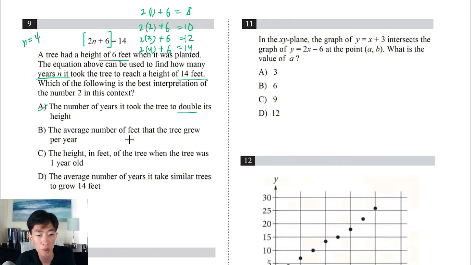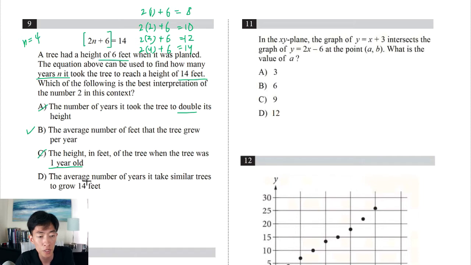B, the average number of feet that the tree grew per year. So that does make sense because notice that our numbers increased by 2: 8, 10, 12, 14. So B seems like it's going to work. C, the height in feet of the tree when it was 1 year old. Definitely not, because when you plug in 1 for n, the height is 8, not 2.